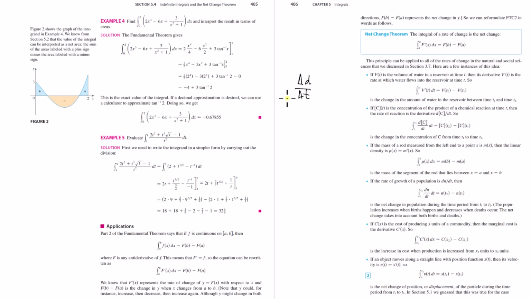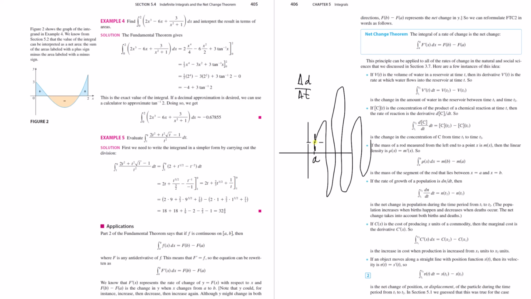So, what does net change mean? Remember, if you're starting at A here, you could do all kinds of crazy stuff from A to B. The net change is just the function evaluated at B minus the function evaluated at A, and that's it. It makes no difference what's going on in between.